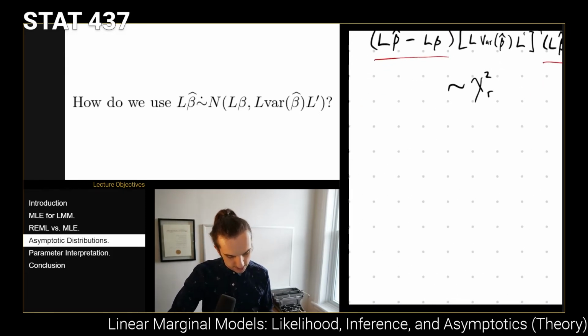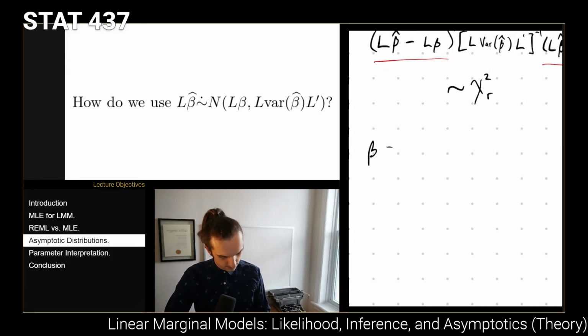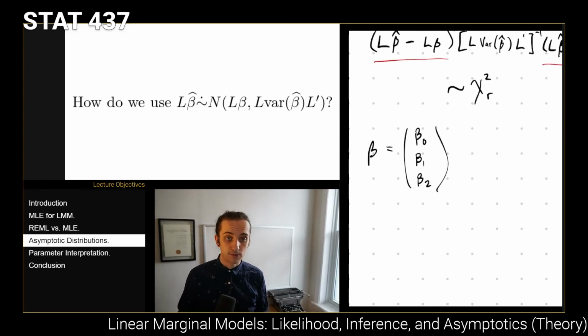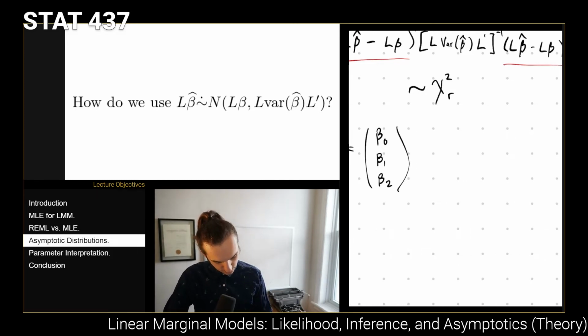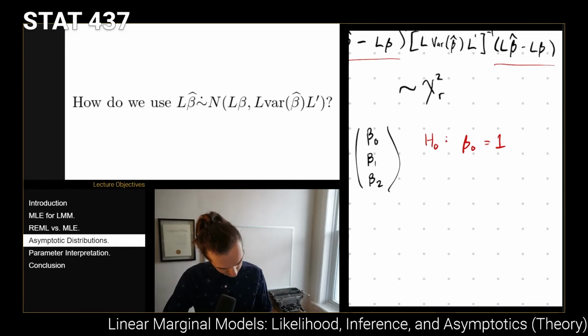So again, let's say that we had beta with 3 terms here: beta 0, beta 1, beta 2. Now every hypothesis about beta can be expressed as a set of hypotheses in this matrix form. So let's say we had a few different hypotheses that we wanted to test. Maybe we want to test if beta 0 equals 1. Maybe we want to test if beta 1 is equal to 2 times beta 2, right?